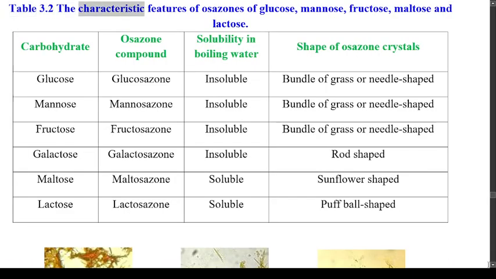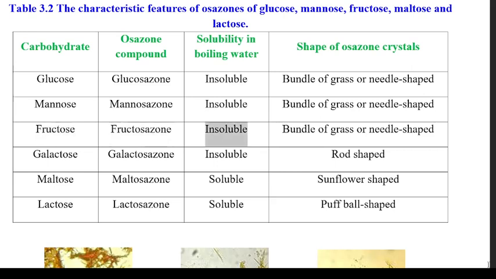Table 3.2 The characteristic features of osazones of glucose, mannose, fructose, maltose, and lactose. Carbohydrate. Osazone compound. Solubility in boiling water. Shape of osazone crystals. Glucose. Glucosazone. Insoluble. Bundle of grass or needle-shaped. Mannose. Monosazone. Insoluble. Bundle of grass or needle-shaped. Fructose.